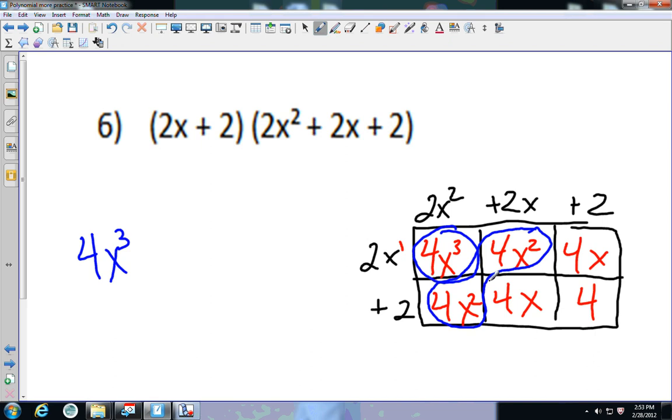Right here, add those together. I have 8x squared. You don't add these together. You don't change the exponents. It's just telling you which ones go together. 4x plus 4x, 8x plus 4.